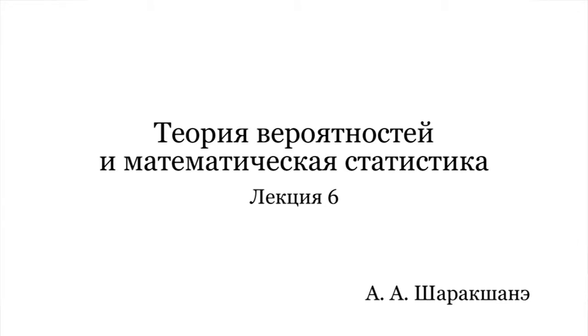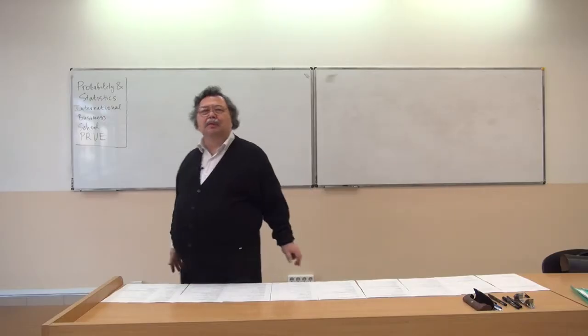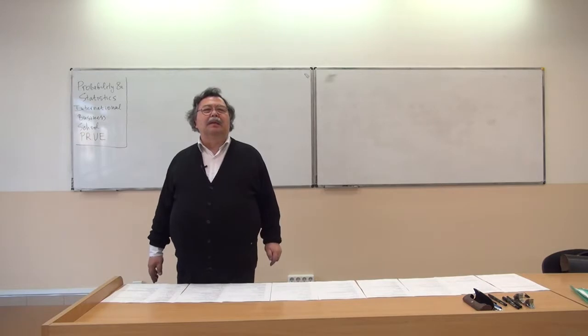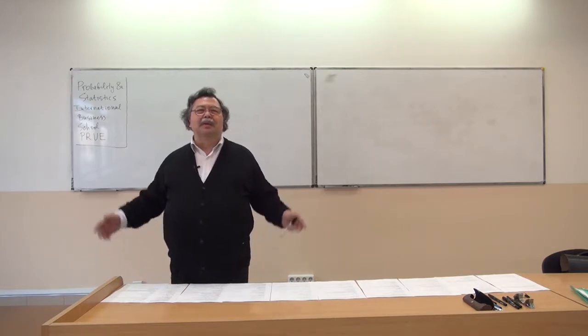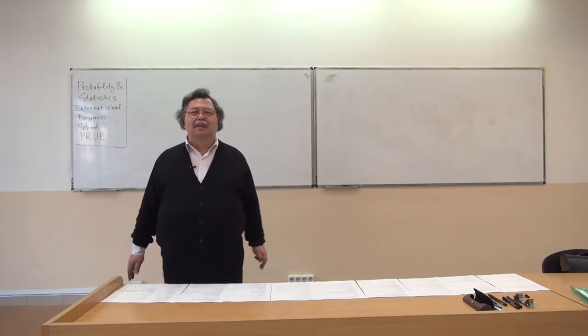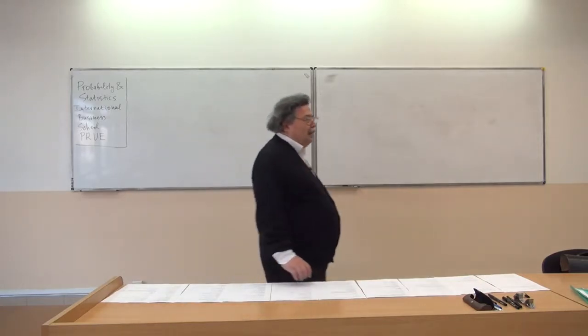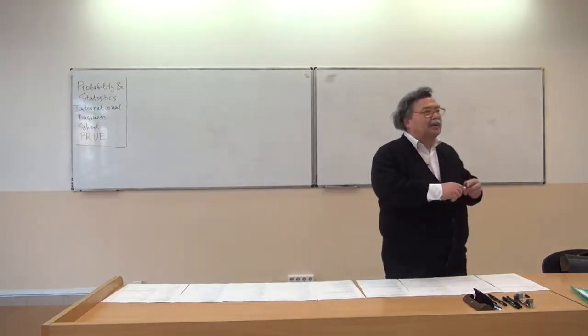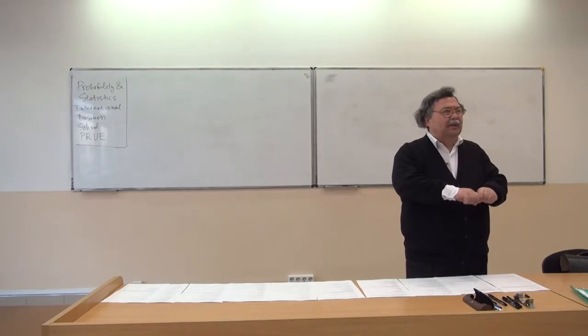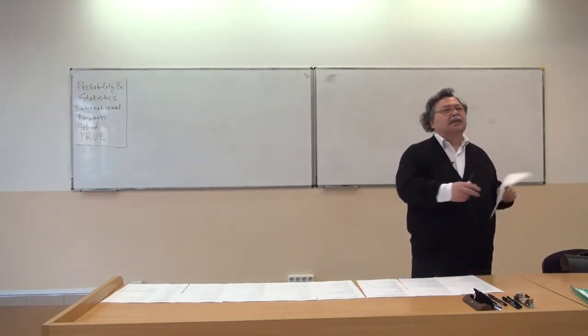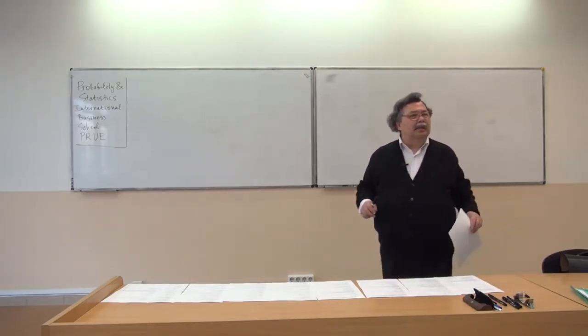Let's start our lecture. It's lecture number 6. We have already covered one half of this course. So we are supposed to know one half of this probability and statistics stuff. Okay, let's move on. First, I have to make a correction. It's a correction to the last example I gave you last time.